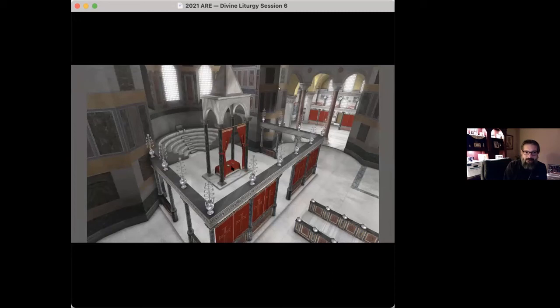This is the altar table. And it has above it what's called the kiborion, the ciborium, this columned and covered structure with another curtain. And this is really the precursor to what we have today.